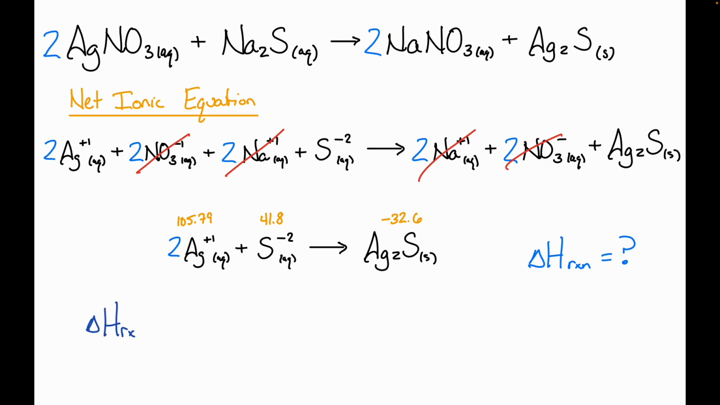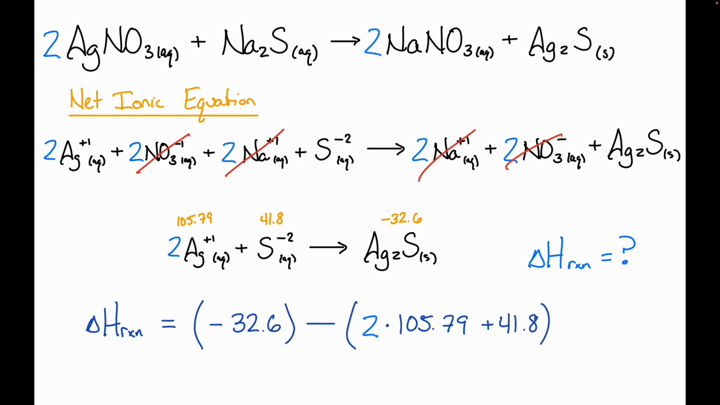All right, so my delta H of reaction is products minus reactants. So I've got that negative 32.6 value from my products. I'm going to subtract off my reactant side. And this is where, if you forgot to put those reactants in parentheses, you would not get the correct answer here. I'm going to have to do 2 times that 105.79 that I looked up for that silver ion. Why am I multiplying it by 2? Because of my stoichiometric coefficient from my balanced chemical equation. And now I'm going to add on that 41.8 from that sulfide ion.